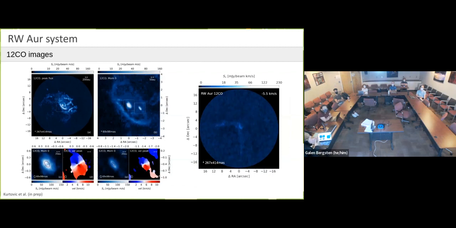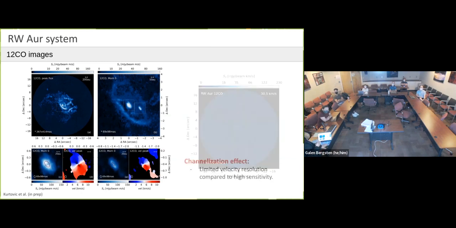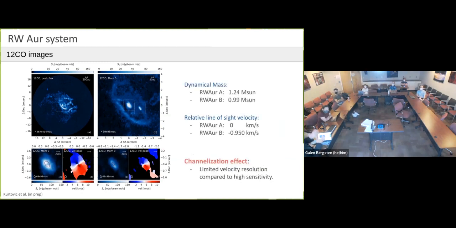So thankfully, we have high enough angular resolution to see the kinematic rotation of the disks. Here you can see the rotation in the secondary and also the rotation in the primary. From the rotation, we can recover the dynamical masses of the central objects. We know that the central objects are around 1.25 and 1 solar masses for the primary and secondary. We also have the relative line of sight velocity between the two systems.